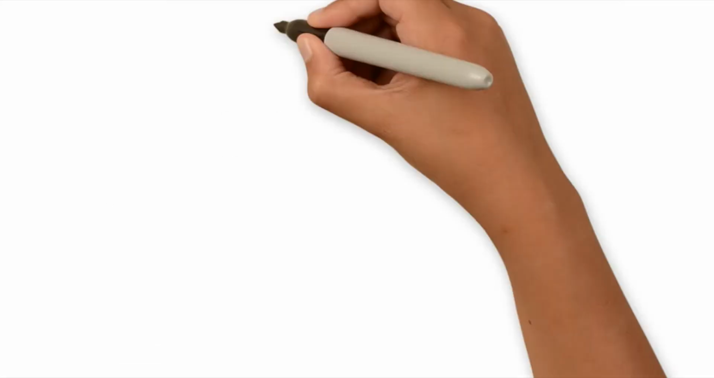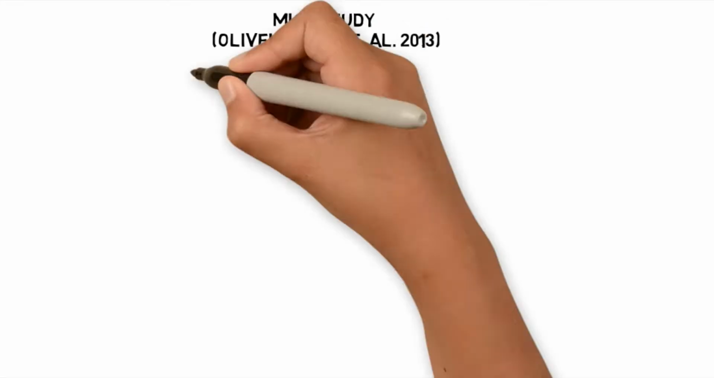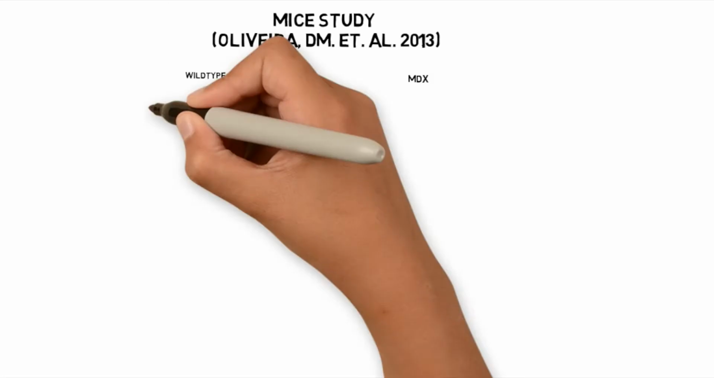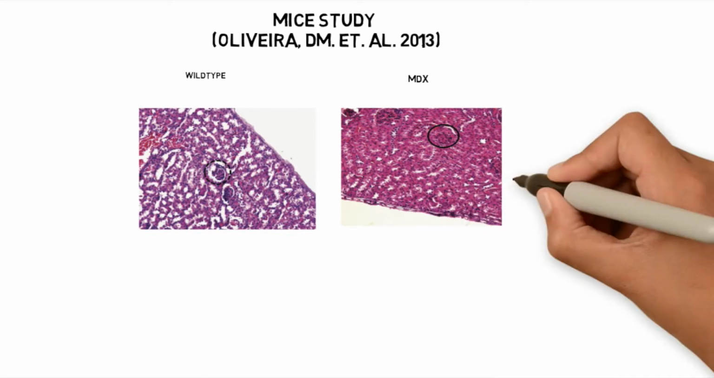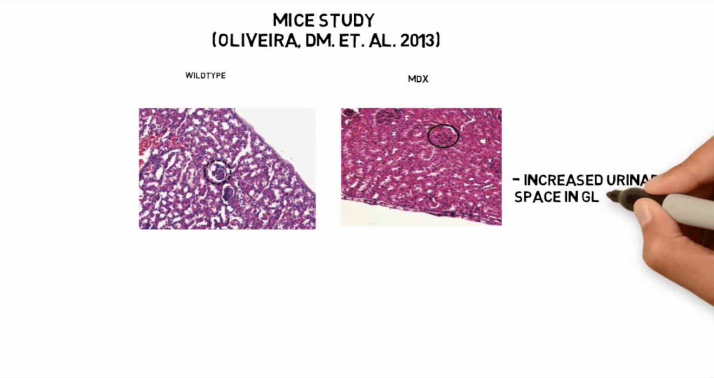In 2013, Oliveira and colleagues did a study on mice to see if the kidney of MDX mice, the mouse model of Duchenne Muscular Dystrophy, had any differences to wild-type mice. They found that the urinary space in the glomeruli of the kidney was reduced. The glomeruli help filter blood plasma and contribute to overall renal function.